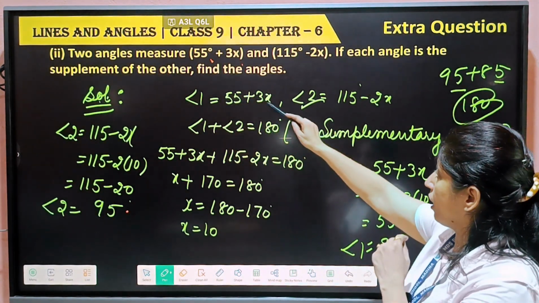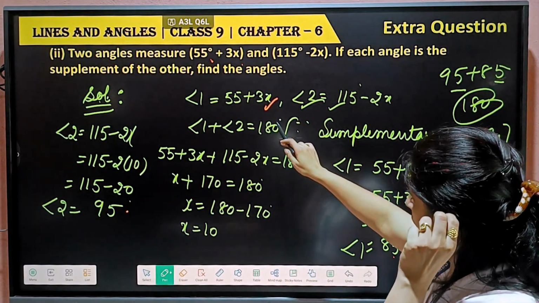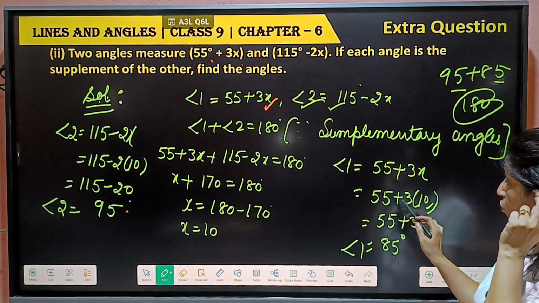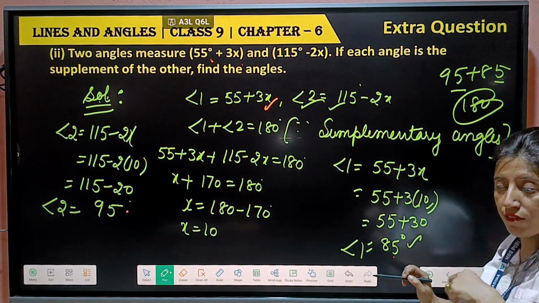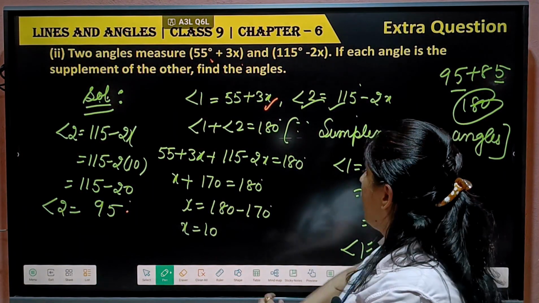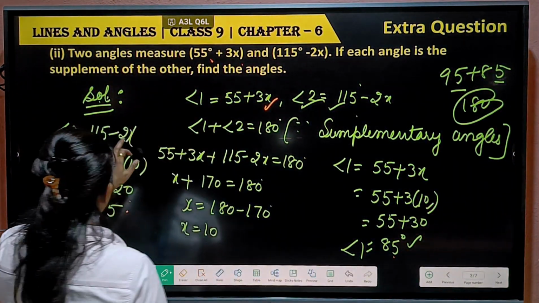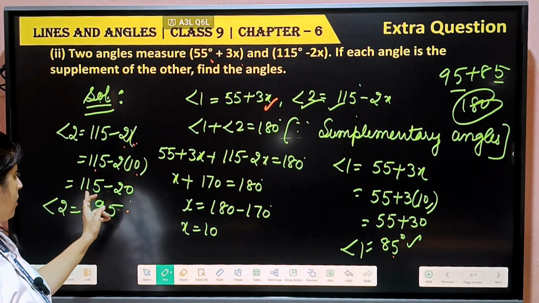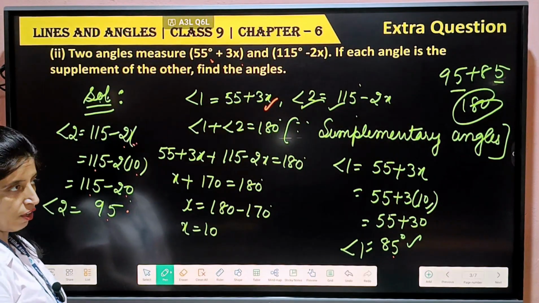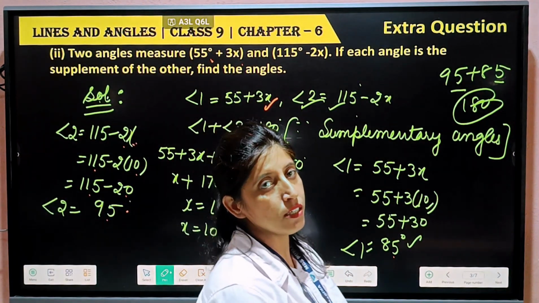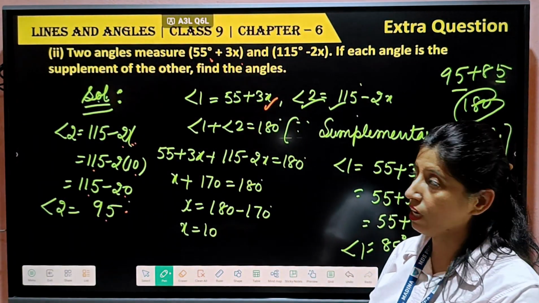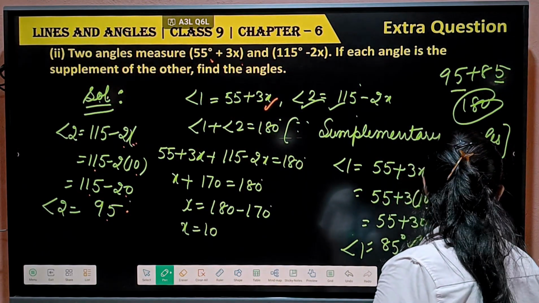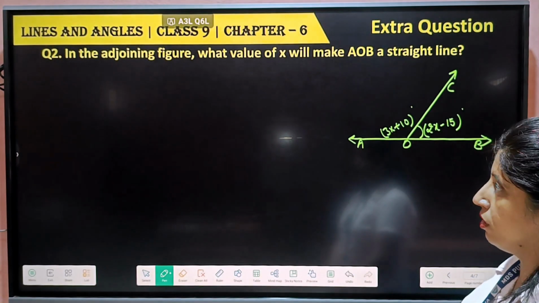Now put this x value in angle 1 and angle 2 both. So in angle 1, whenever we put 55 plus 3x, x value is 10. So 55 plus 30, that will be 85 degrees, and in the same way we will put it in angle 2, that is 115 minus 2x, 115 minus 2, x value is 10. 20, 115 minus 20, that is 95. Both angles came, one is 85 and the other is 95, and their sum is 180 degrees. It means that they are supplements of each other. Right, now we will do the next question.